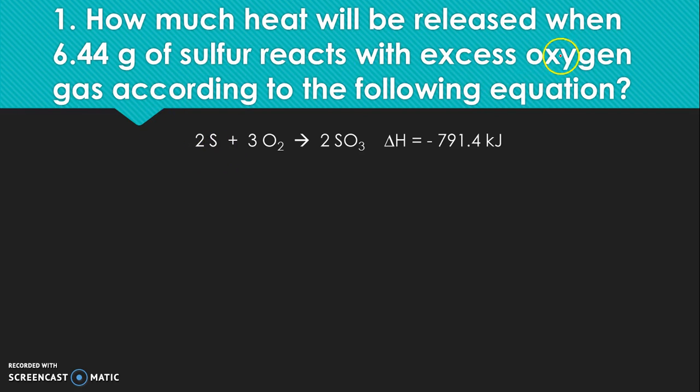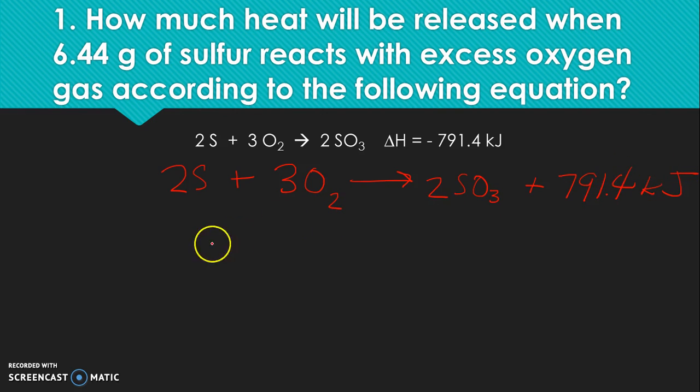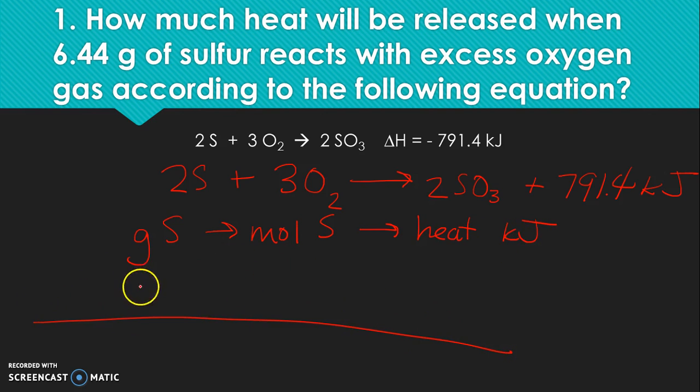We're given how much heat will be released when 6.44 grams of sulfur reacts with excess oxygen gas according to the following equation. Well, first, let's put it in, and it's exothermic because it's a negative molar heat of reaction. So 2SO3 plus 791.4 kilojoules. So, roadmap: grams of sulfur to moles of sulfur to heat in kilojoules.